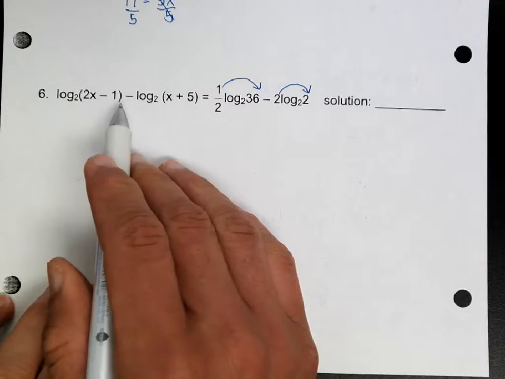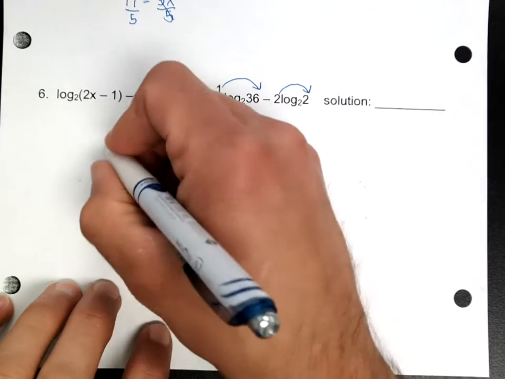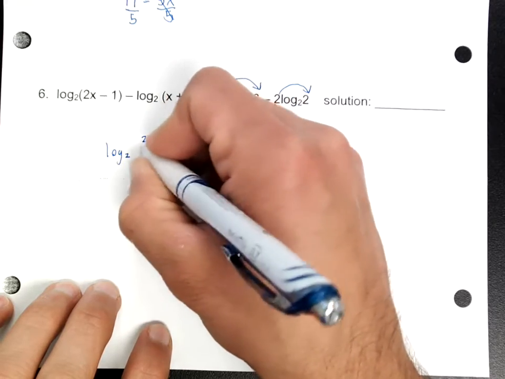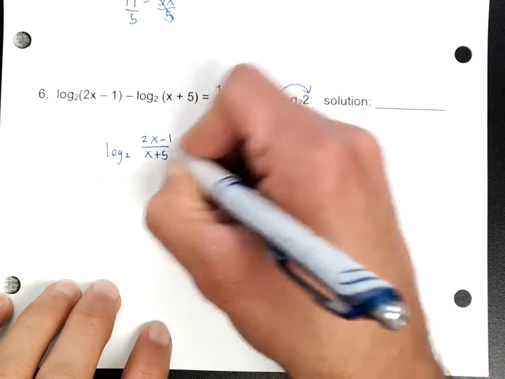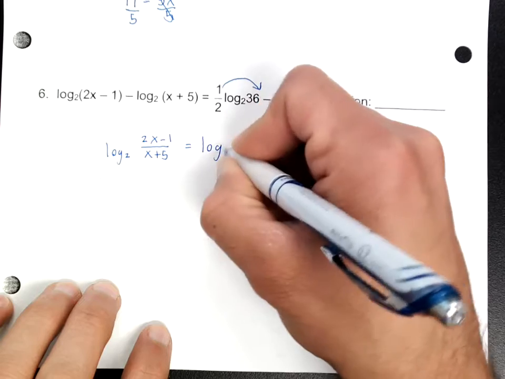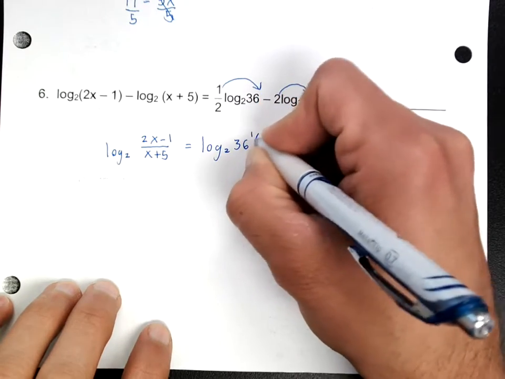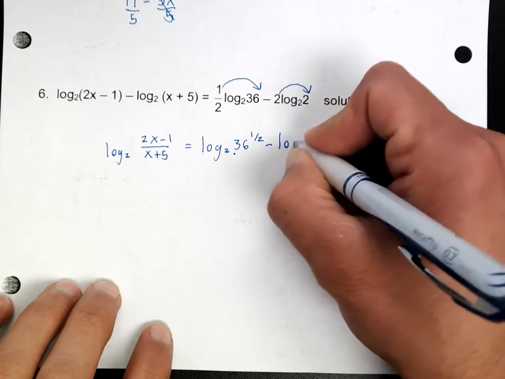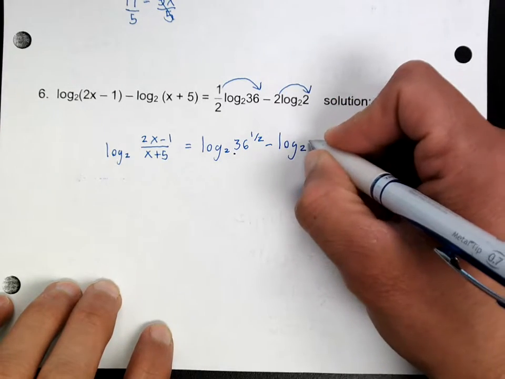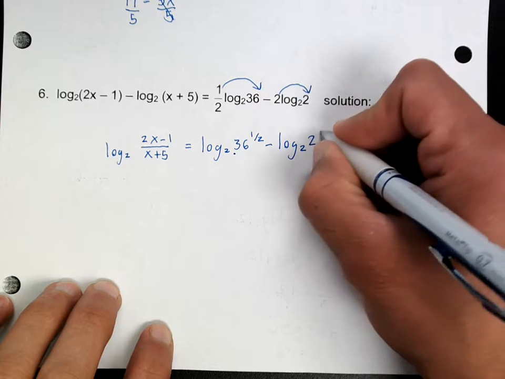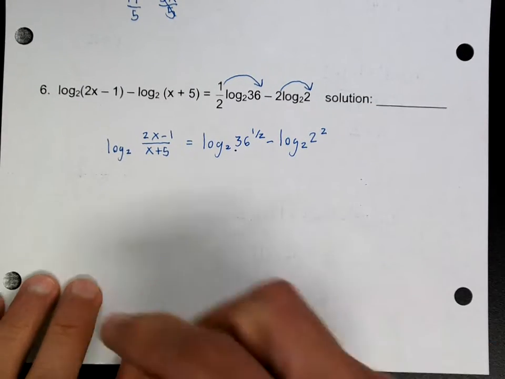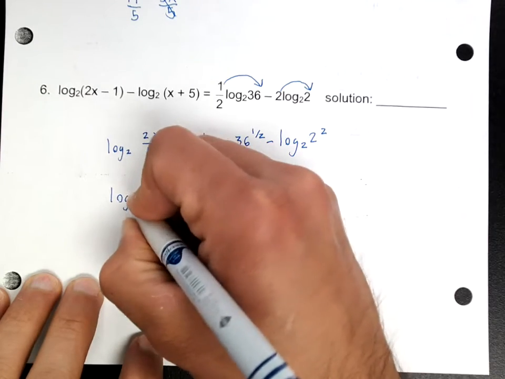And remember, if I'm subtracting, I can divide. So this is going to be log base 2 of (2x minus 1) over (x plus 5) is equal to log base 2 of 36 to the 1/2 power. Well, I'm going to write this in 2 steps. Log base 2 of 2 squared. That looks really weird, but anyway. This left side is not going to change.